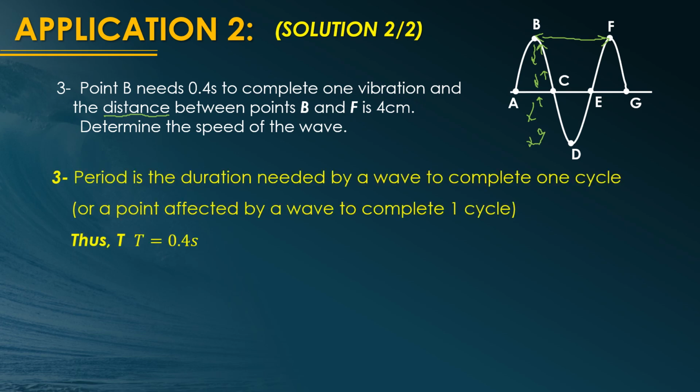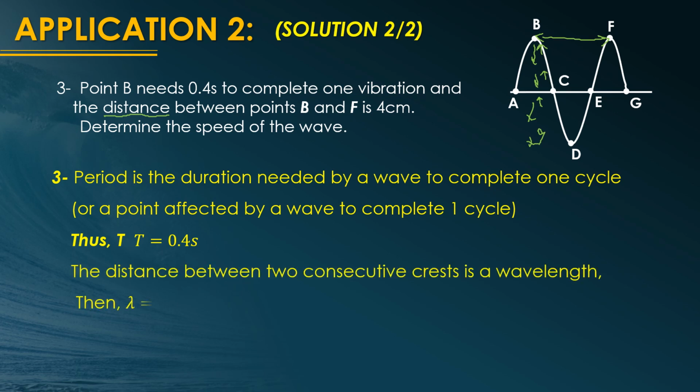Period is the duration to complete one cycle, so the period is 0.4 seconds. Okay? The distance between two consecutive crests is the wavelength, therefore BF represents one wavelength, which is 4 centimeters according to the given. Now, to use the equation v equals lambda f or v equals lambda over T, 4 over 0.4, thus it is 10 centimeters per second. Now, some of you might ask, should we write this in SI units? Well, no. As long as the question doesn't demand any specific unit, feel free to use any unit that you prefer. That's it concerning this application.